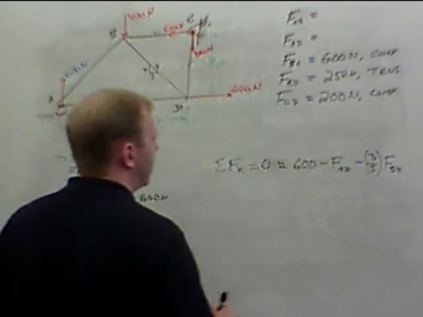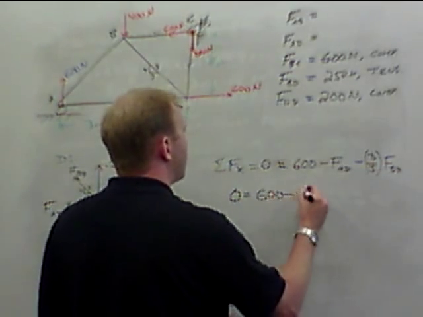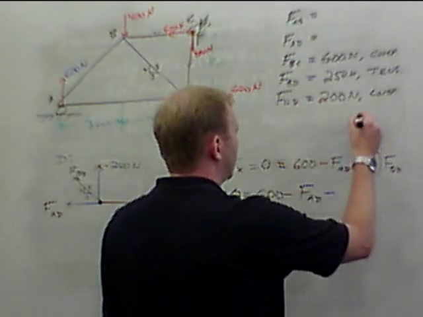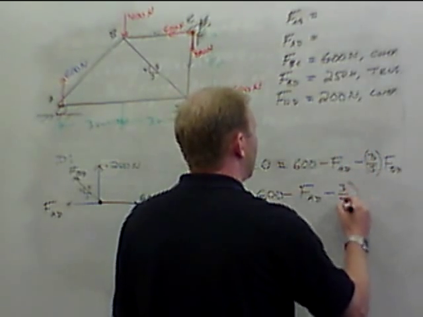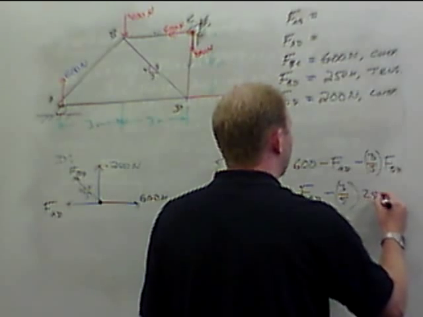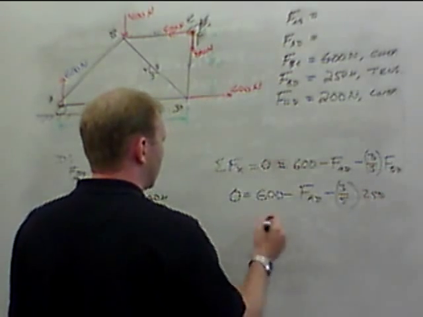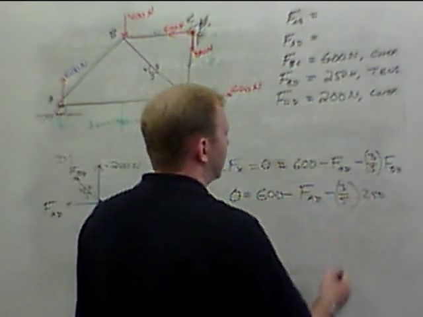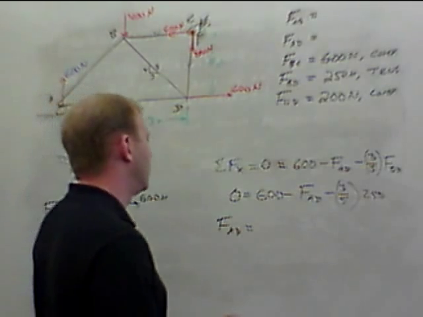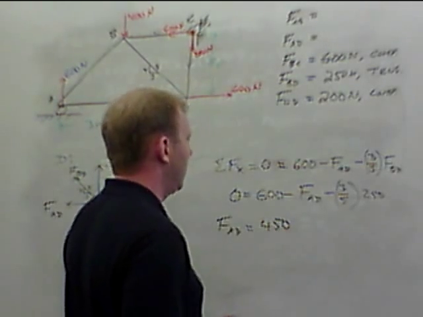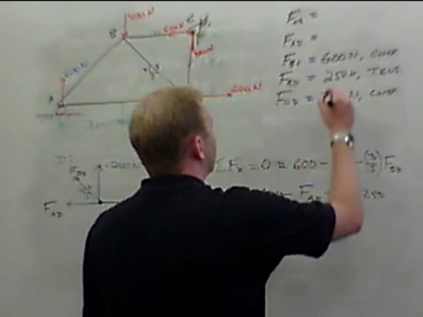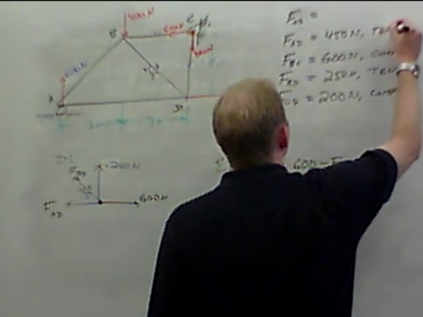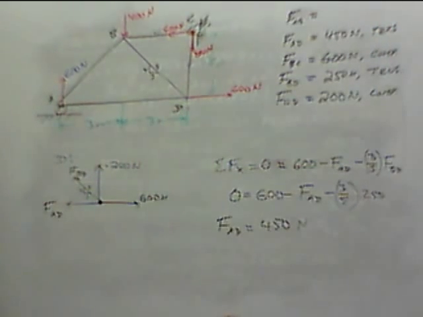Okay, so that's y. Now we can go ahead and look at x. In x, we have 0 equals 600 minus FAD, which is what we don't know, minus 3/5 of FBD, which is 250. So this is FAD. It comes over: 600 minus 3/5 of 250 is 150, so FAD is 450. FAD is also positive, so FAD is 450 newtons, and that is in tension. So we got 4 out of the 5 already.